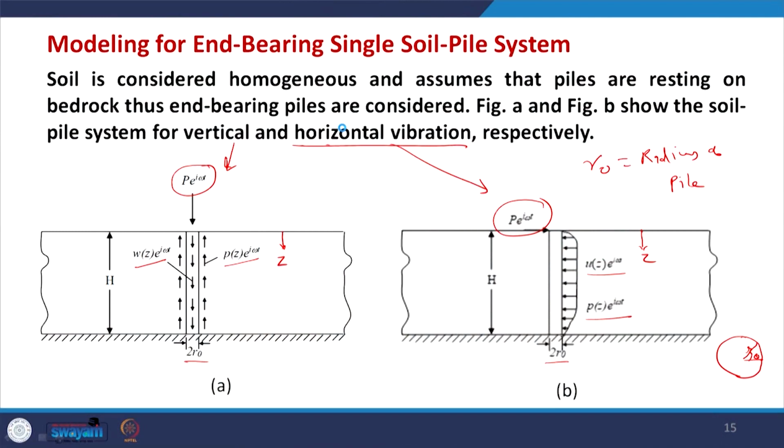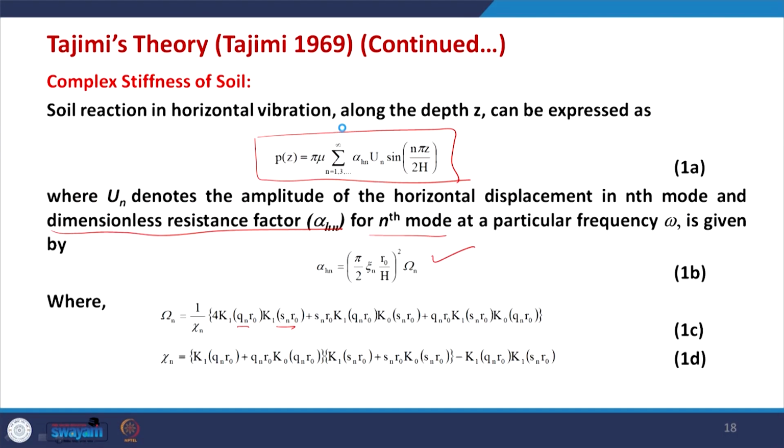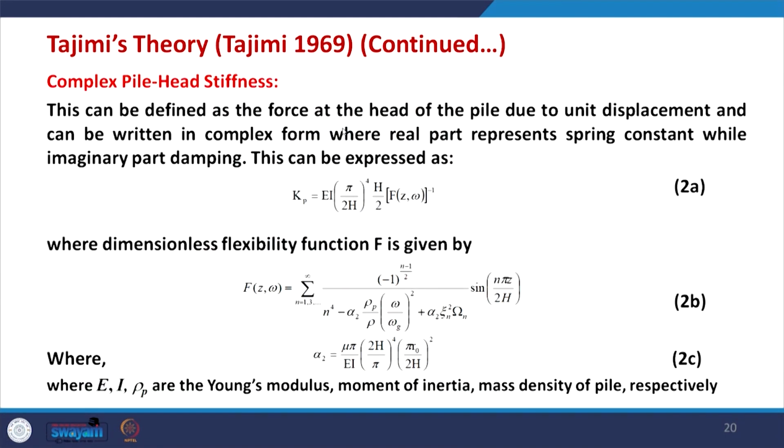Actually, we consider the dimension of the pile in this analysis when we talk about complex soil stiffness, but the properties of the pile are missing in all these equations. We have not considered any property of the pile so far, only the dimension of the pile, which is r naught, the radius of the pile. The material property is not considered, and extending the same complex soil stiffness, Tasmi extended it for pile head stiffness.